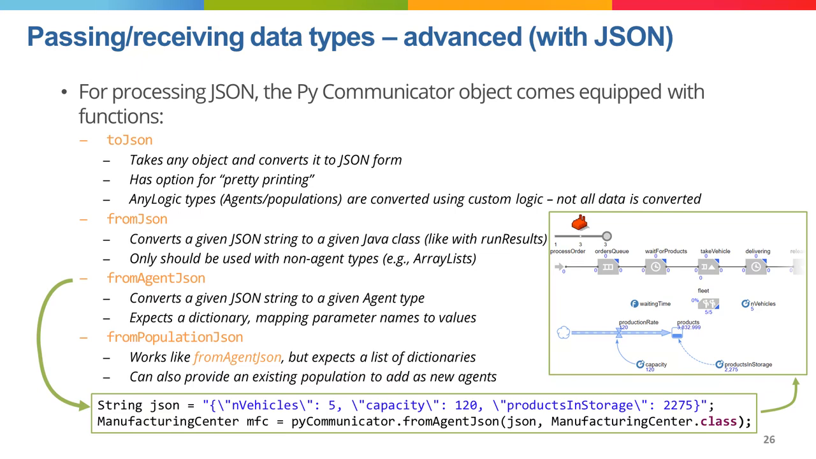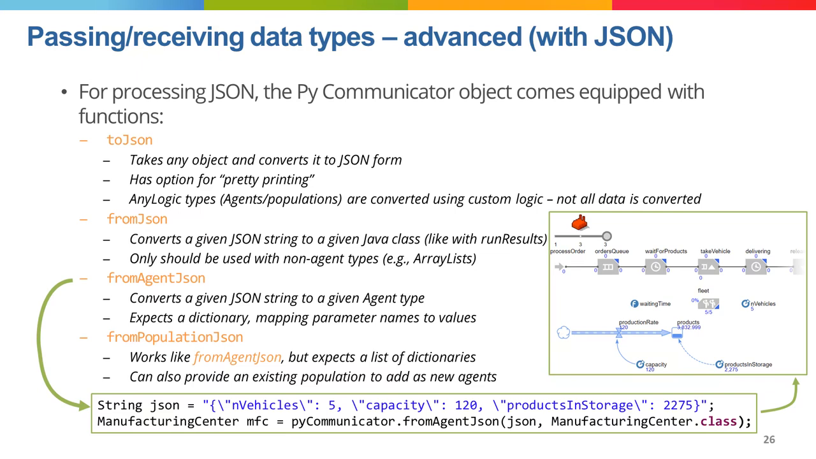Since the manufacturing center agent type shown previously only uses ints and doubles, the example here shows this function in action. So the capacity in products and storage are both double values, and the end vehicles parameter is an integer. Because of this, the JSON string can have the names of each of these parameters, mapped to the desired values. Then using fromAgentJSON, passing the JSON string and the manufacturing center class, it can convert that object to a live AnyLogic agent. One day I hope to implement more complex parameter values or figure out some way to handle any agent type that you might pass to it through JSON. But again, the nice part about Pypeline being an open source library is that you can always fork the library and propose a change for how to implement this.